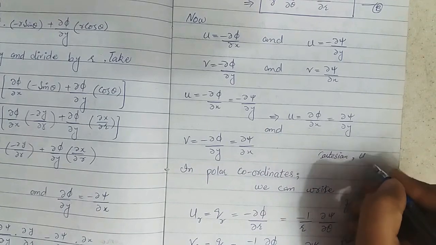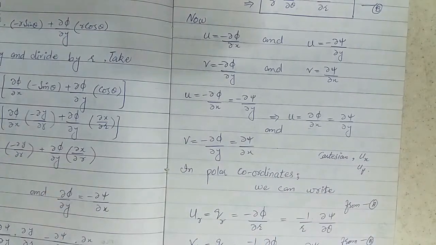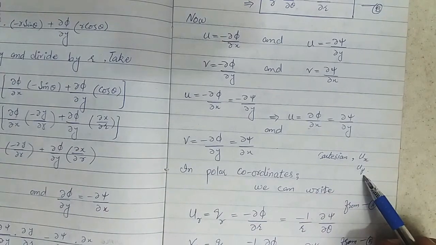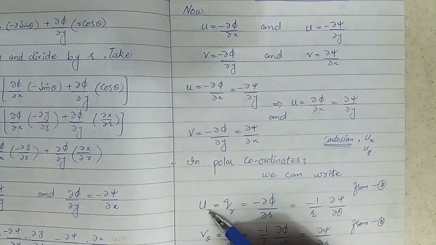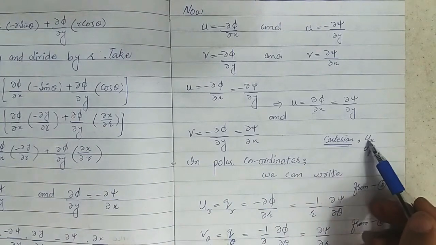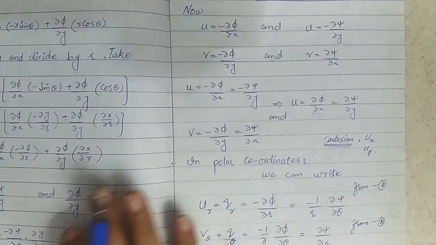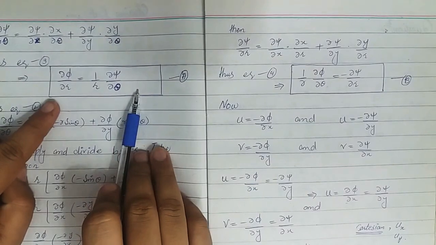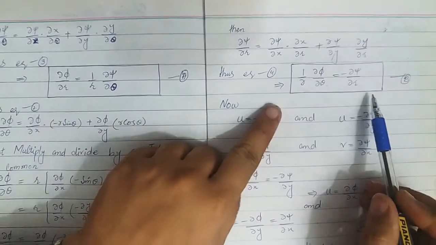Because when we are talking about Cartesian, our u component is in x form and v with respect to y, because there exist two coordinates, x and y. So partial derivatives exist with respect to x and with respect to y. When we are talking about polar coordinates, the axes are r and theta. So the velocity will be with respect to r and with respect to theta. When we are talking with respect to r, we can take this from equation A. This is the velocity component with partial derivative with respect to r, and this is with respect to theta.